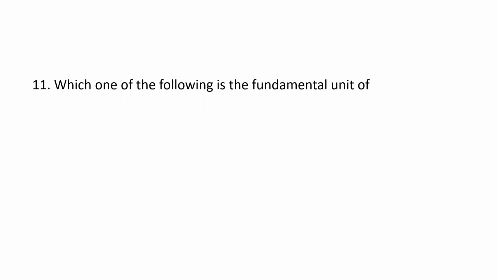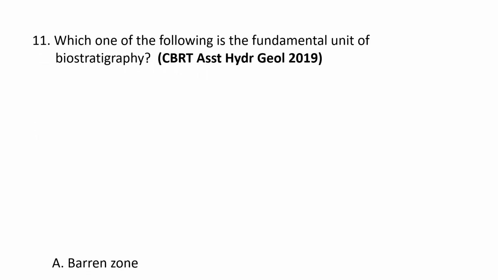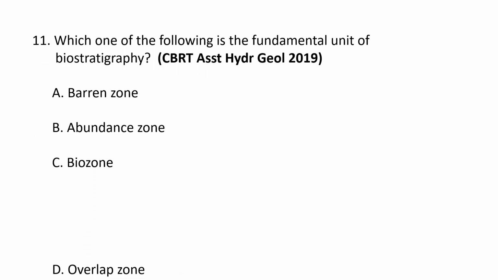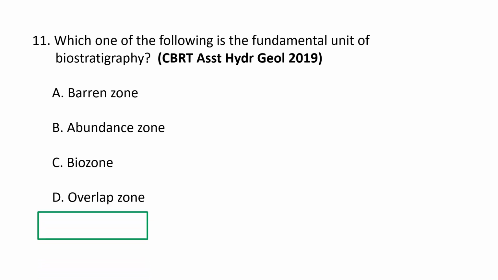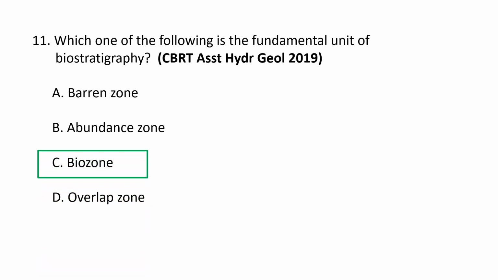Next question. Which one of the following is the fundamental unit of biostratigraphy? A. Barren zone, B. Abundance zone, C. Biozone, D. Overlap zone. So the correct option is C. Biozone.